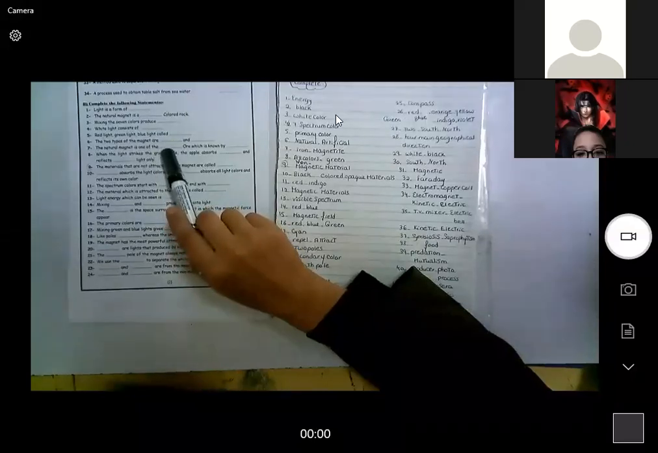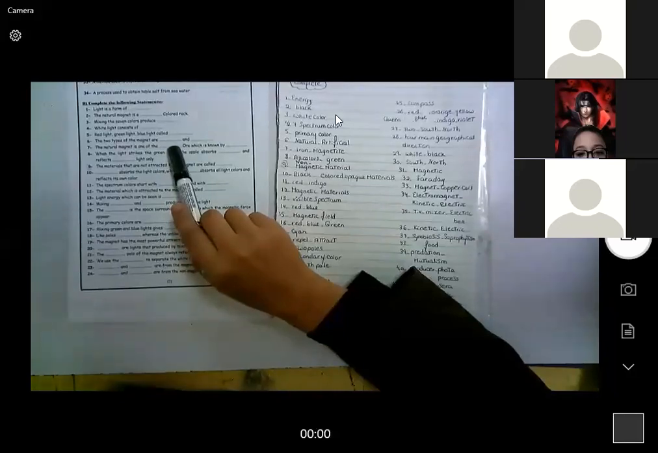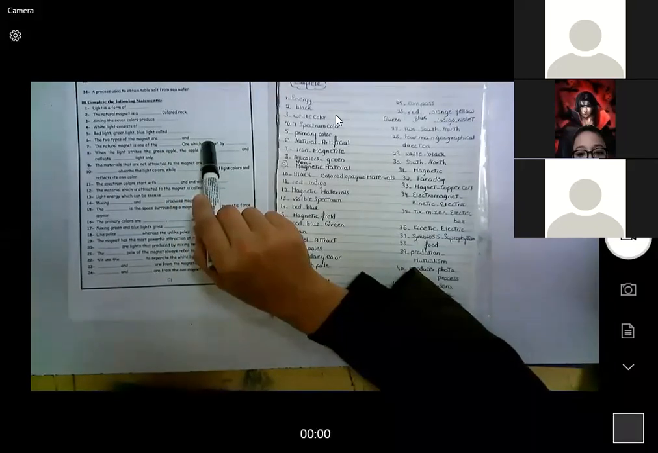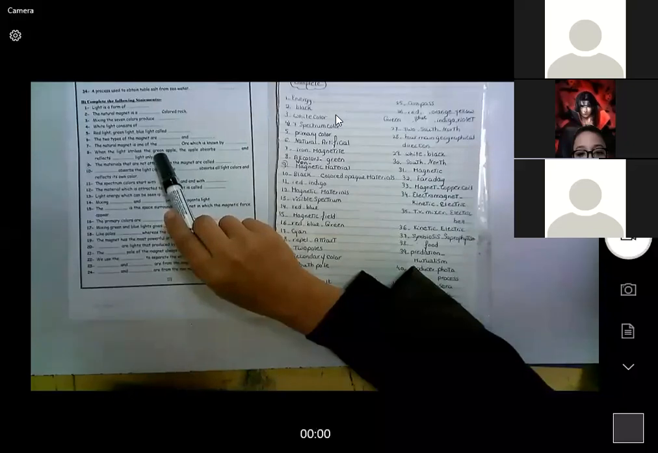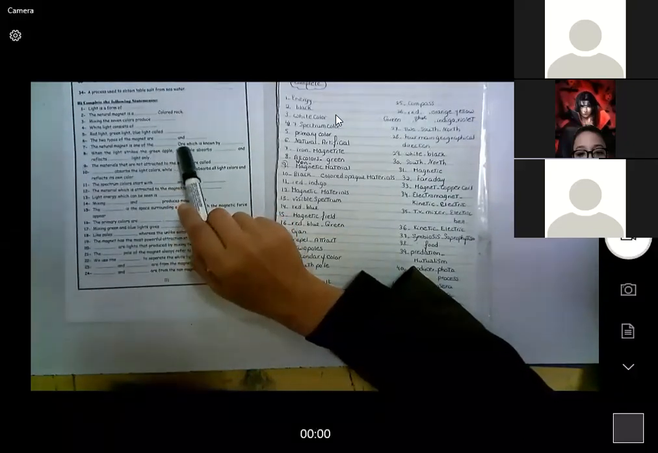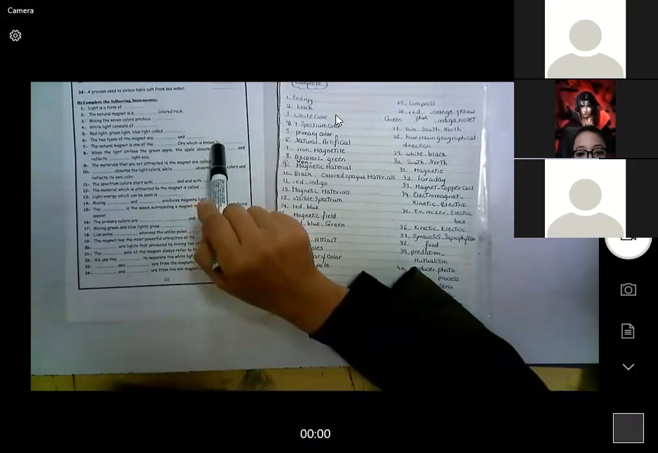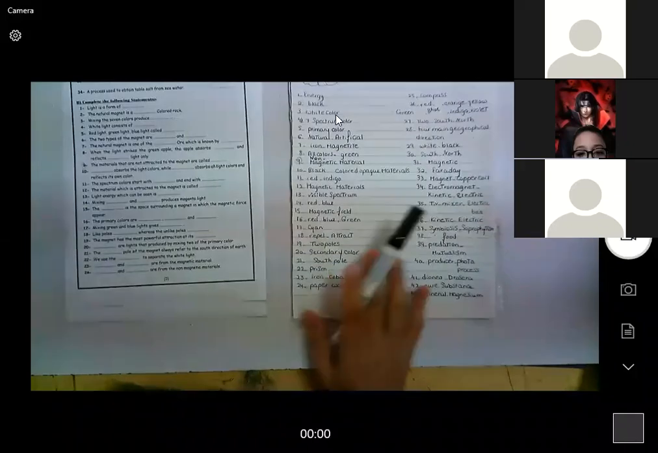The 2 types of magnet are natural magnet and artificial magnet. Excellent. Natural magnet is made of what? Iron, which is known as magnetite. This question we answered in the scientific term.